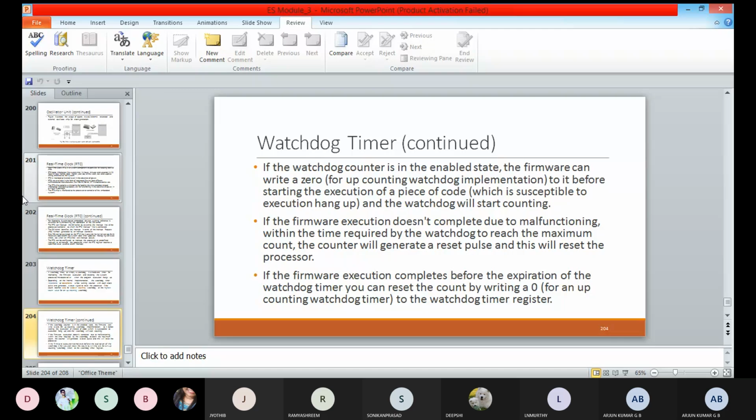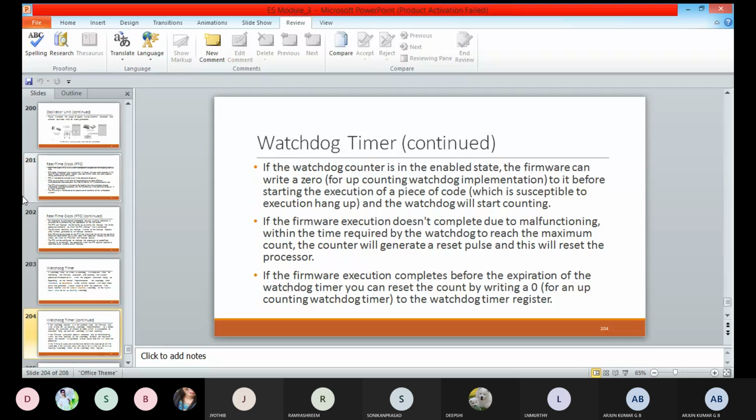Okay, we are using this watchdog timer because during execution, the processor may not be able to run a particular program. It means that during the hanging time, this watchdog timer will reset the program. That's why the watchdog timer is used in embedded and microcontroller systems. When it is enabled, it will count each instruction.